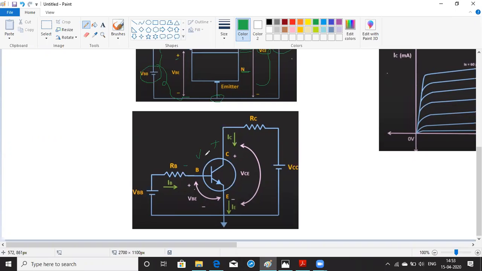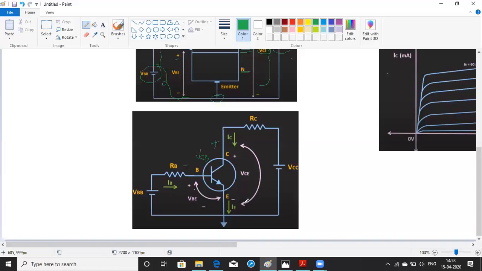I have already told you about this voltage, the collector to base voltage, that is VCB, and this is the base voltage, this is the collector voltage, the base resistance and the collector resistance. This is the base current. The formula is not going to change for any configuration. The summation of the collector current and the base current will give you the emitter current only.